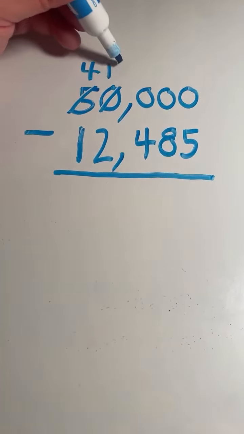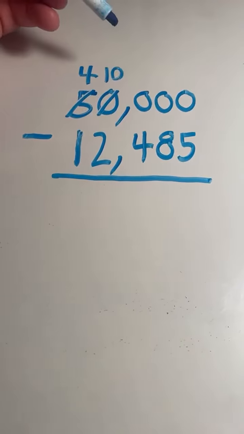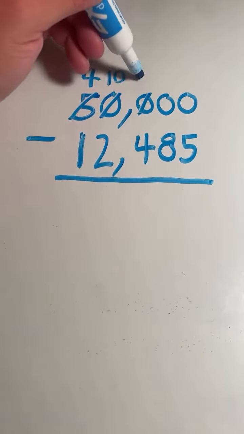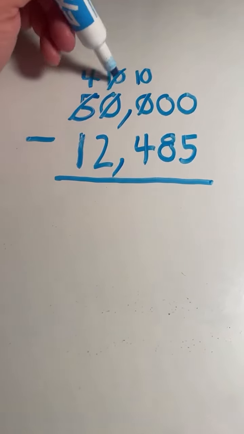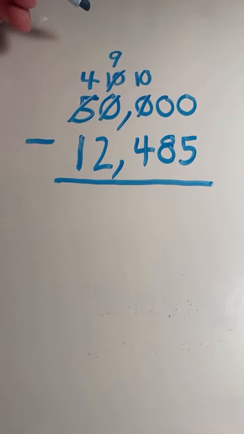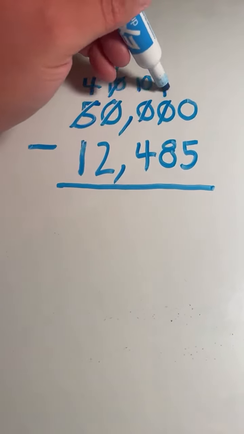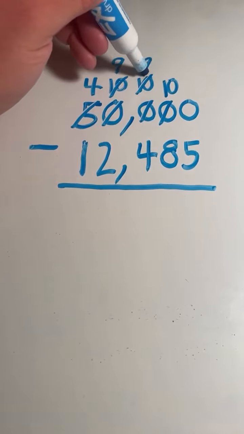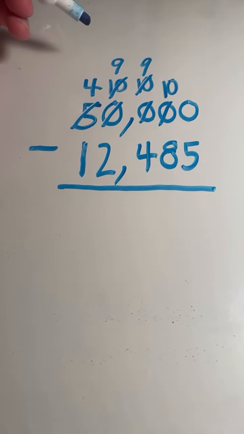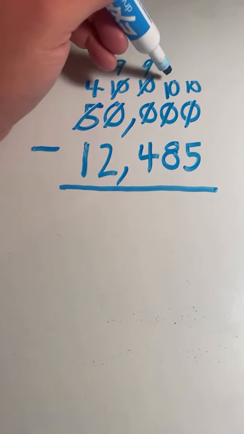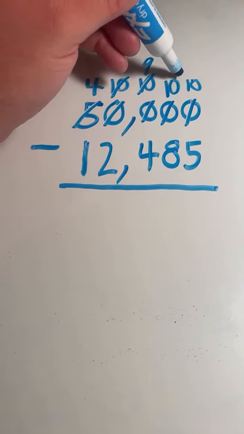The 0 becomes a 10. You can't start with 0 and take away 4, so the 0 becomes a 10, and then the 10 in the thousands place becomes a 9. You can't start with 0 and take away 8, so that 0 becomes a 10, and then the 10 in the hundreds place becomes a 9. You cannot start with 0 and take away 5, so that 0 becomes a 10, and that 10 from the tens place becomes a 9.